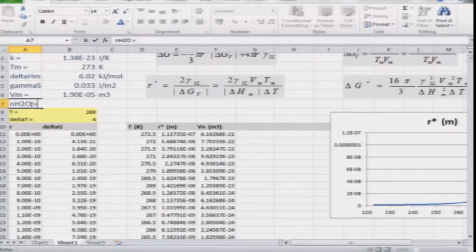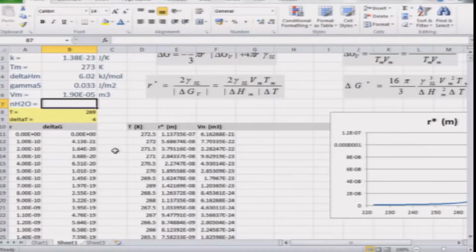Number of H2O molecules, N_H2O, how many would be there? This I should be able to calculate from the Avogadro number and the molar volume that is given here. I take the Avogadro number as 6.02 × 10^23, multiplied by the molar volume.